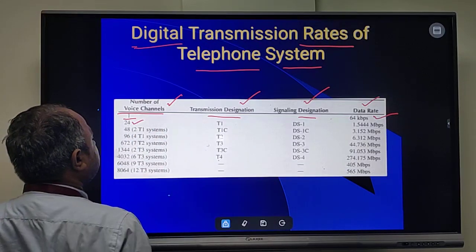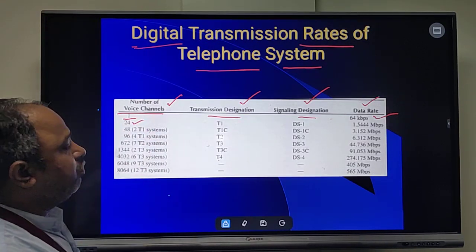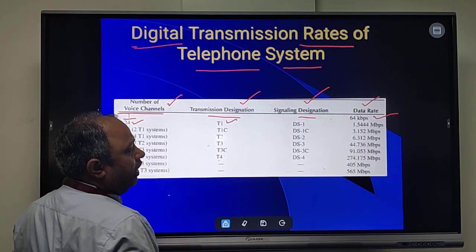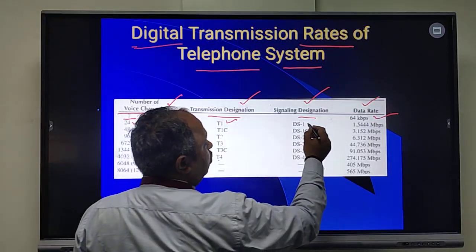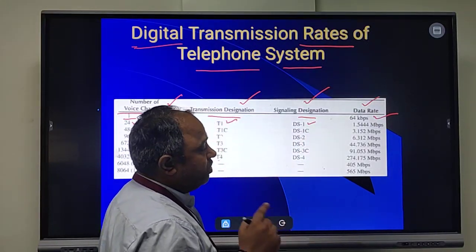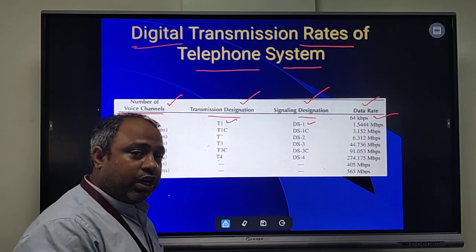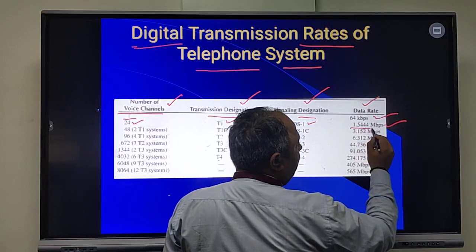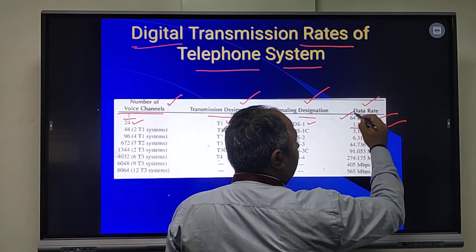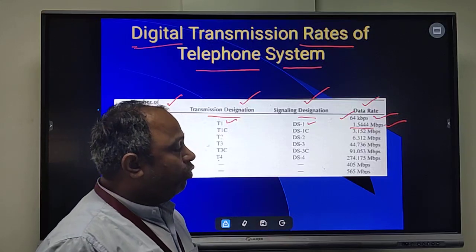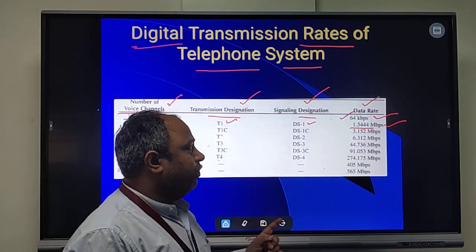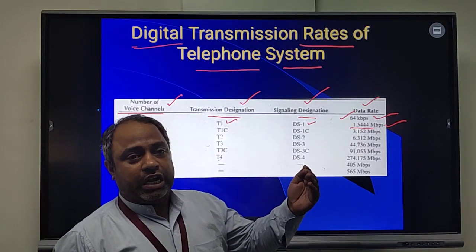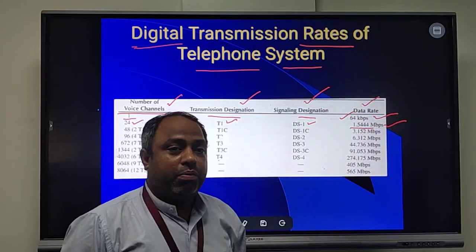Now, 24 voice channels can be used for the transmission of data. At that time we use the T1 transmission designation, the signaling designation is DS1, data signal 1, and the data rate for the transmission at that time is 1.544 Mbps. First the data rate was 64 kbps, but presently the data rate is 1.544 Mbps. That means about 1000 times improvement, from kbps to megabits.